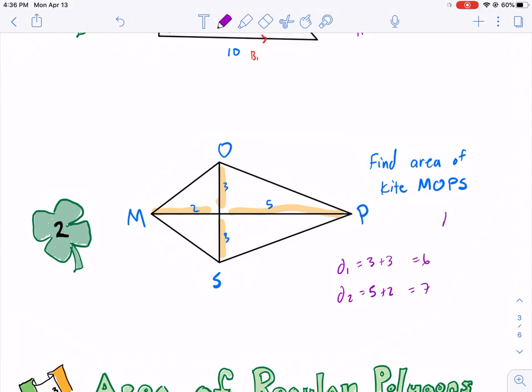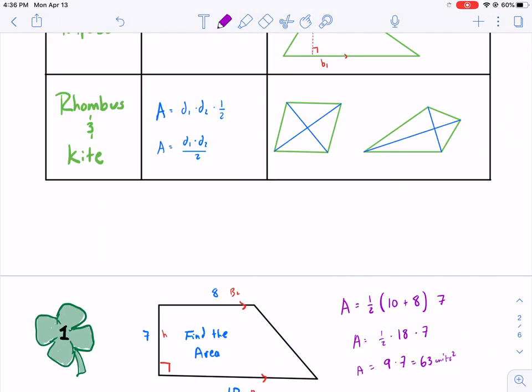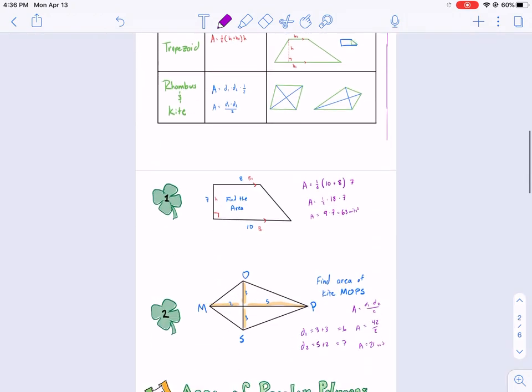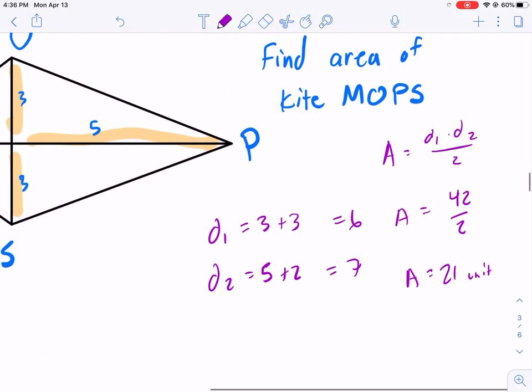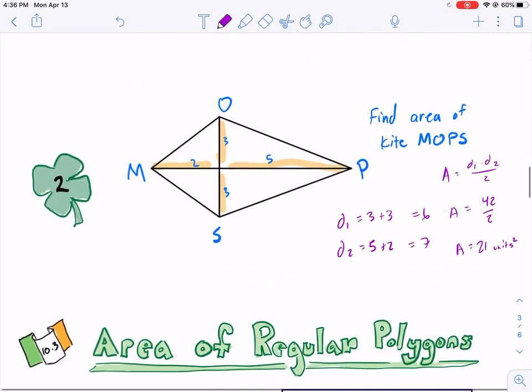Now we know that our area is equal to D1 times D2 divided by 2. That is 7 times 6 is 42 divided by 2. Area equals 21 units squared. I don't know why that zoomed up. Units squared.